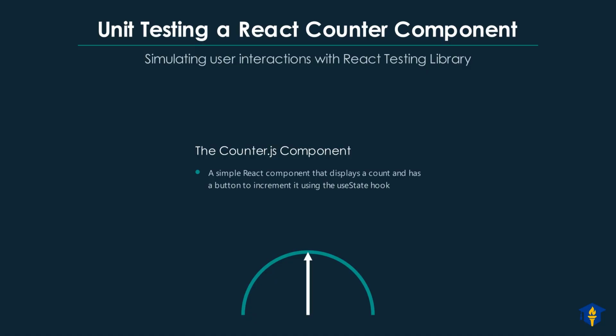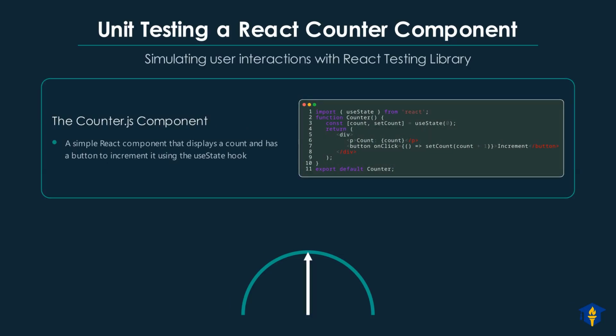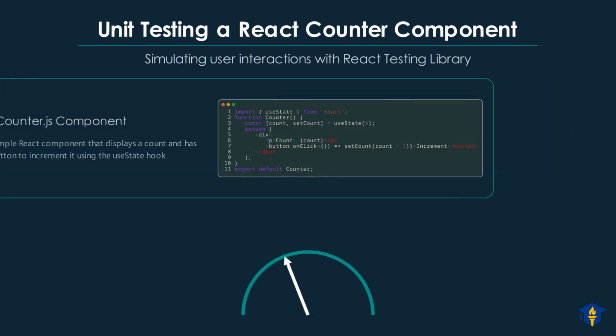This simple React component displays a count and includes a button to increment it using the useState hook. The code defines a functional component displaying a count and an increment button.